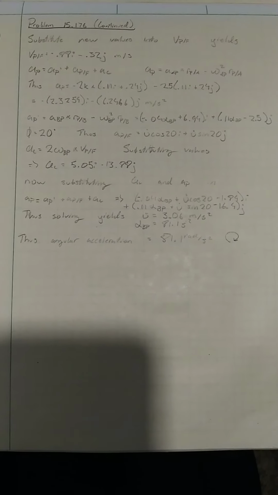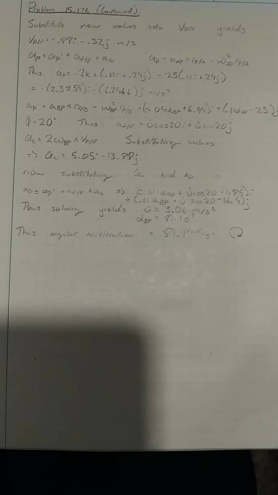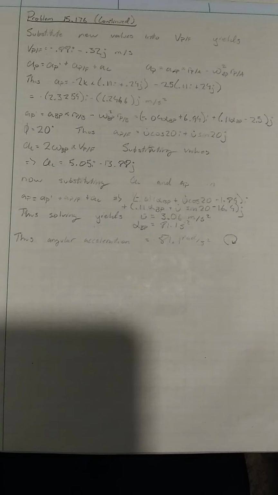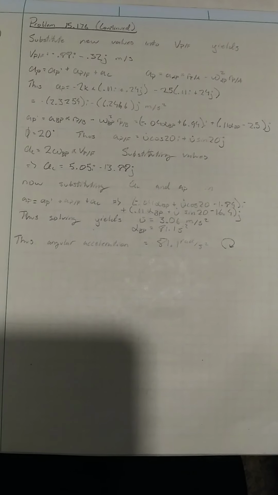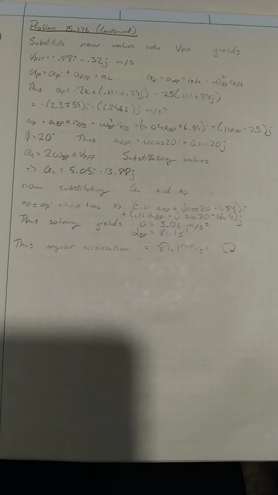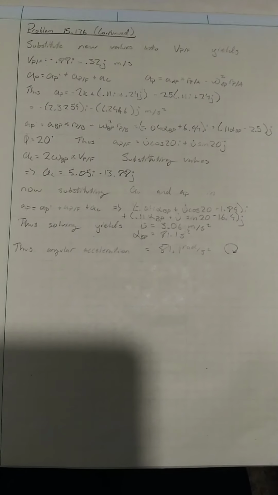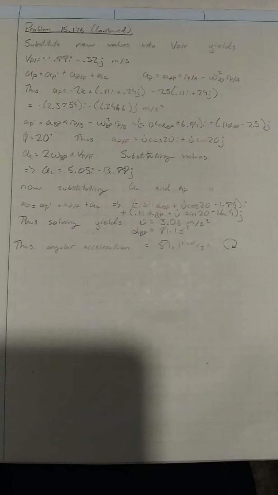And then go back again and use our equation a sub P equals a sub BP plus alpha times r sub PB minus omega sub BP squared times r sub PB, and plug in our values once again.